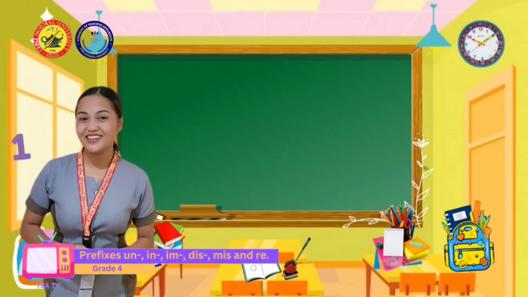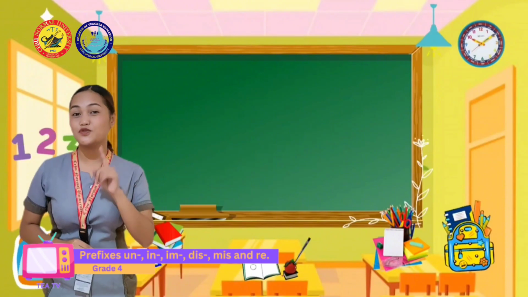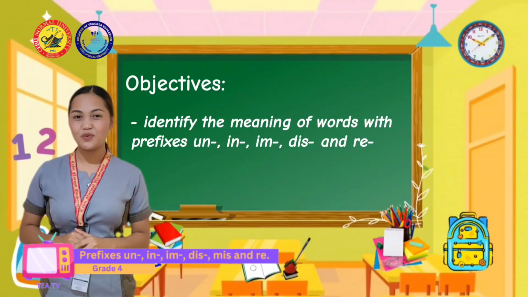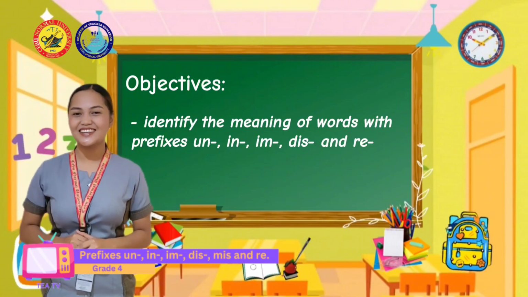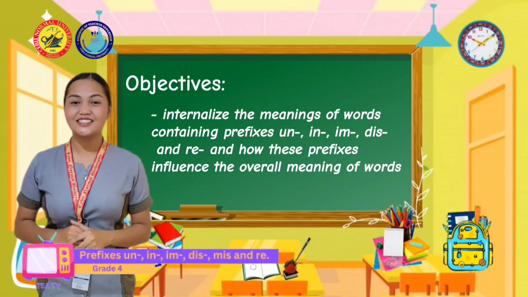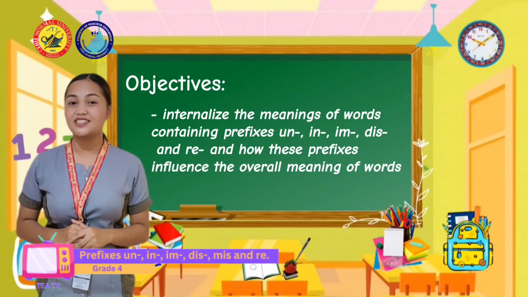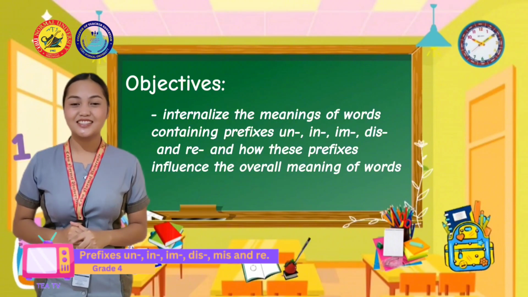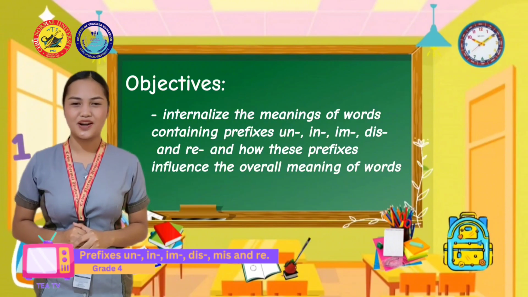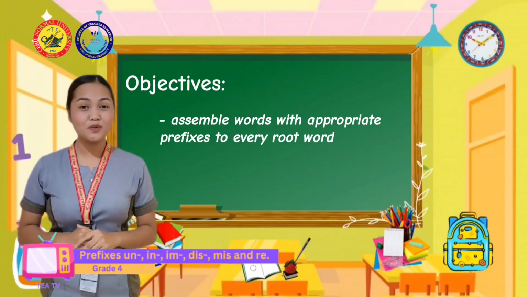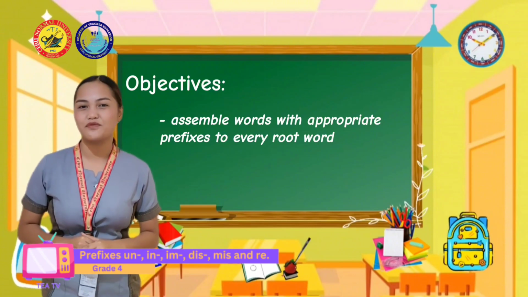Welcome to the exciting world of English 4. Today, we will be learning more about prefixes and we will work on different activities together. By the end of this lesson, you will be able to first, identify the meaning of the words with prefixes un, in, im, dis, and re. Second, internalize the meaning of the words containing these prefixes, and how they influence the overall meaning of words. Third, assemble words with appropriate prefixes to every root word.